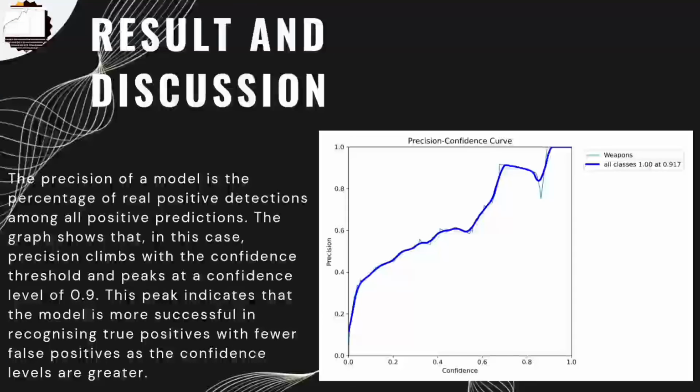And this is another graph called the precision confidence curve. If you look at the image here, the precision of a model is the percentage of real positive detections among all positive predictions. The graph shows that in this case, precision climbs with the confidence threshold and peaks at a confidence level of 0.9. This peak indicates that the model is more successful in recognizing true positives with fewer false positives as the confidence levels are greater.